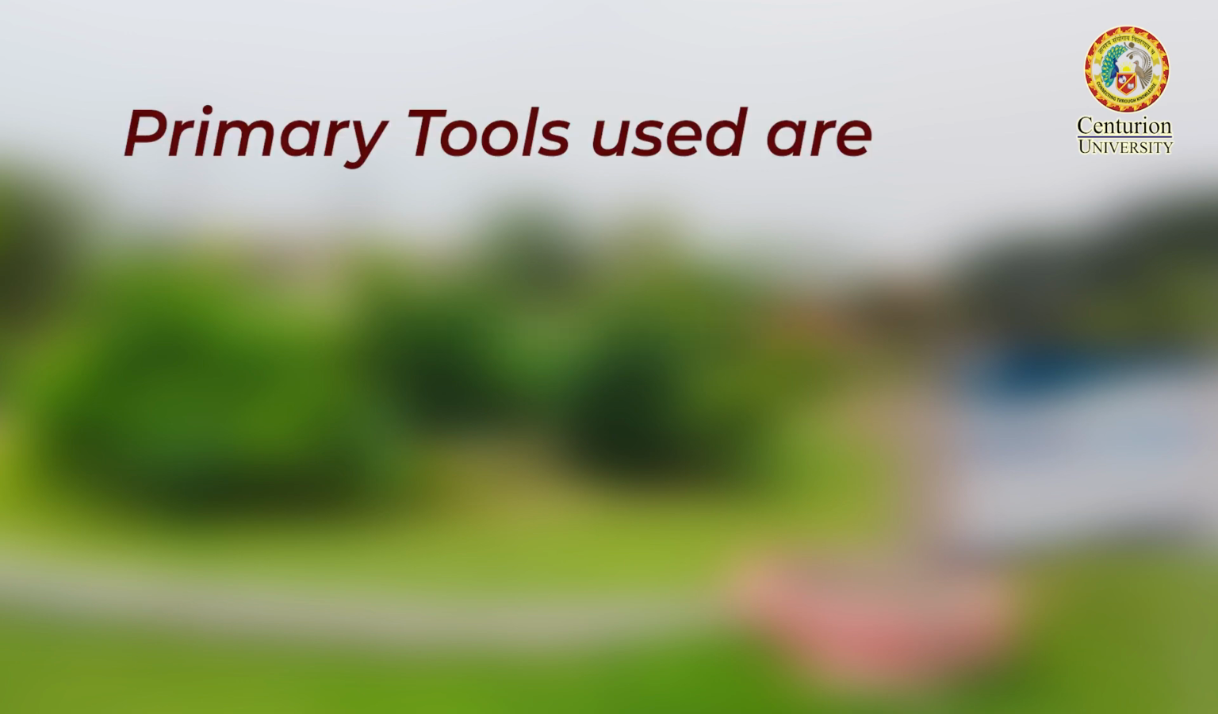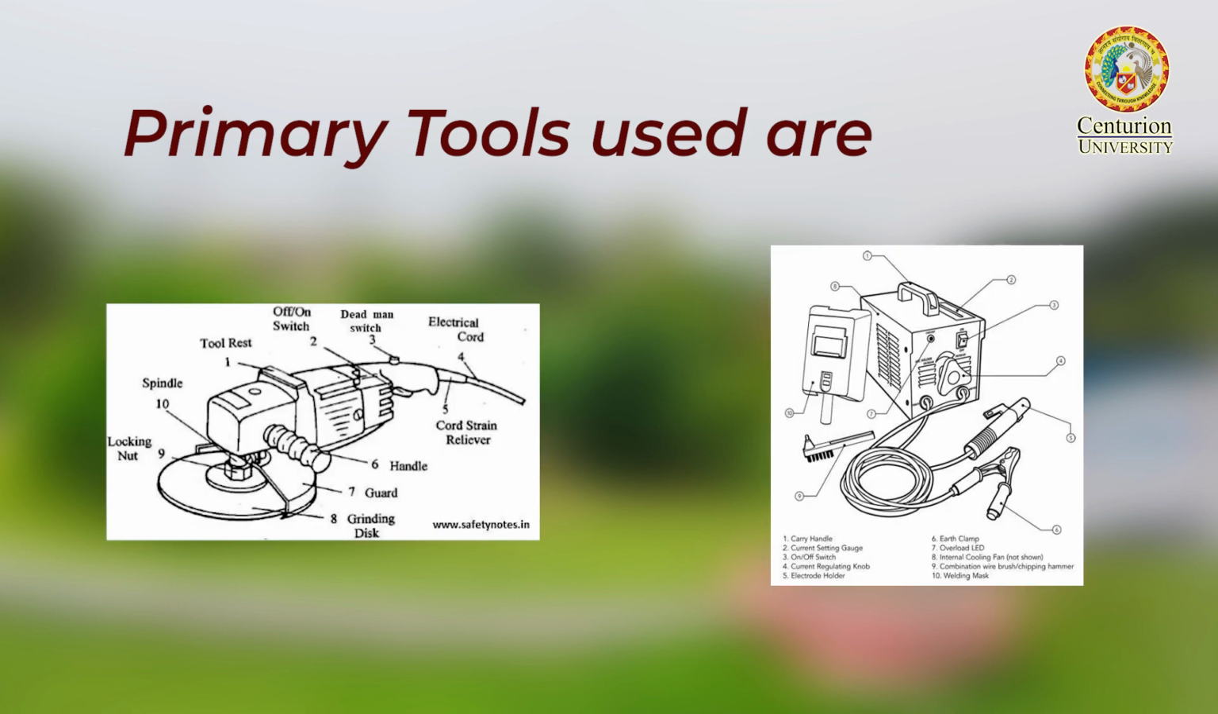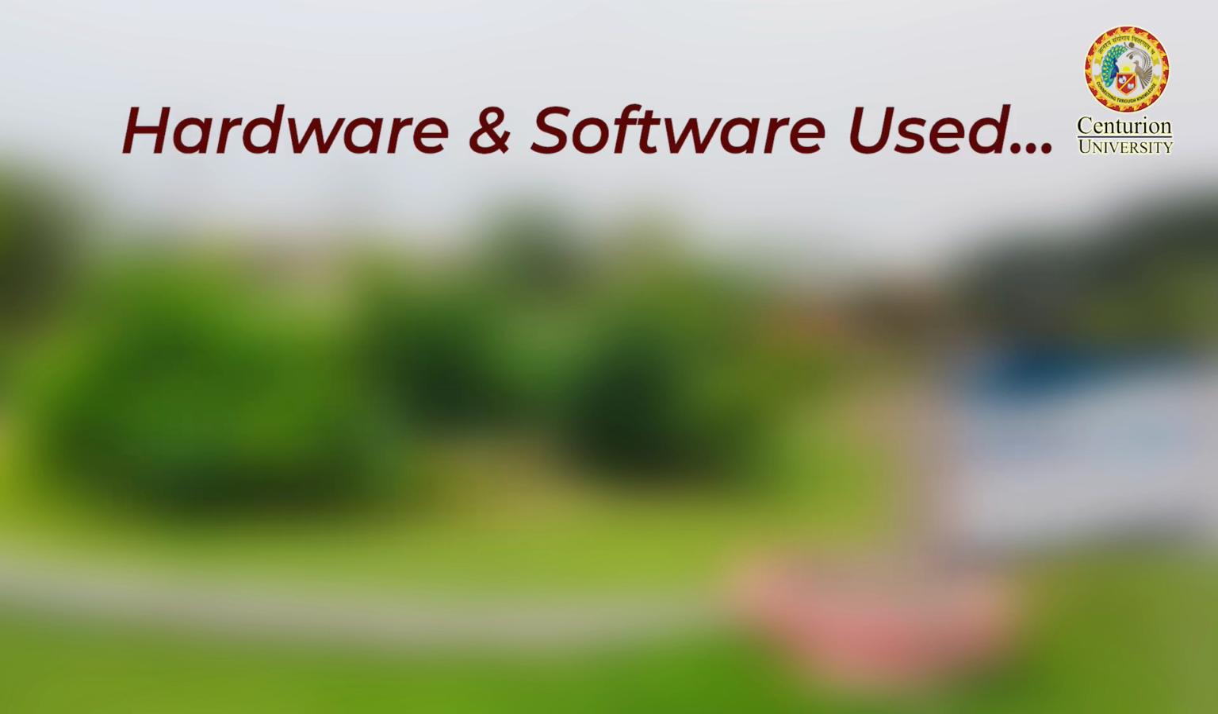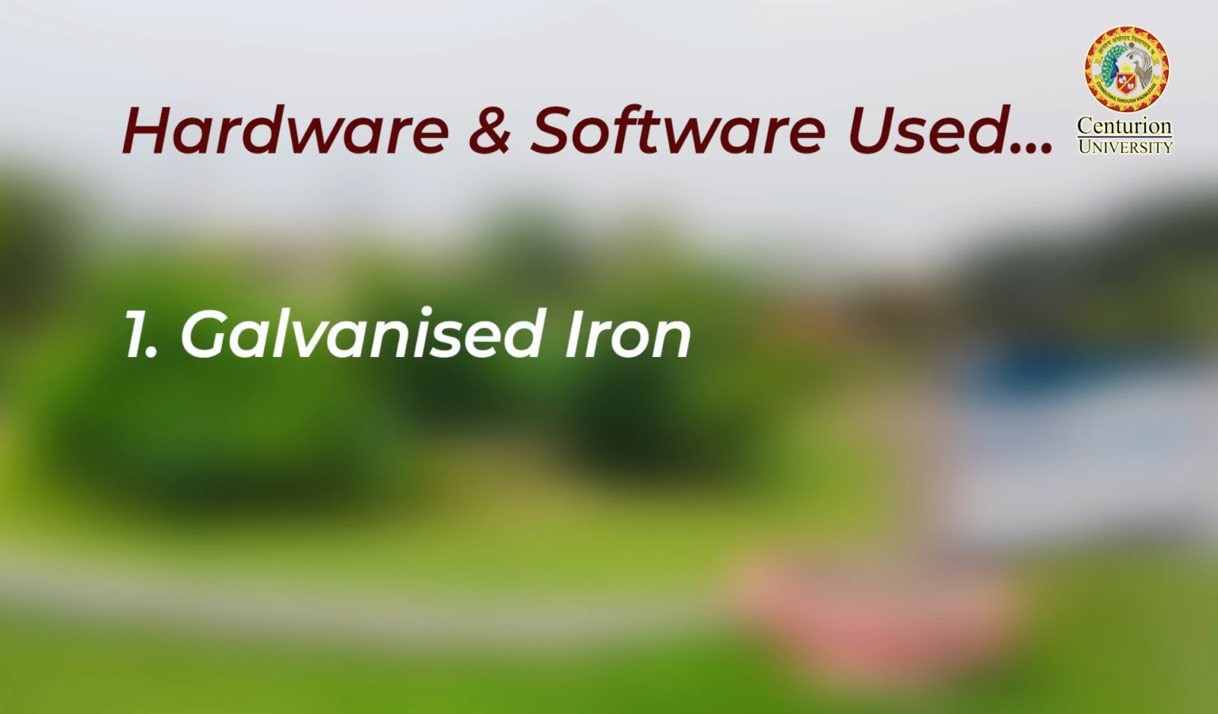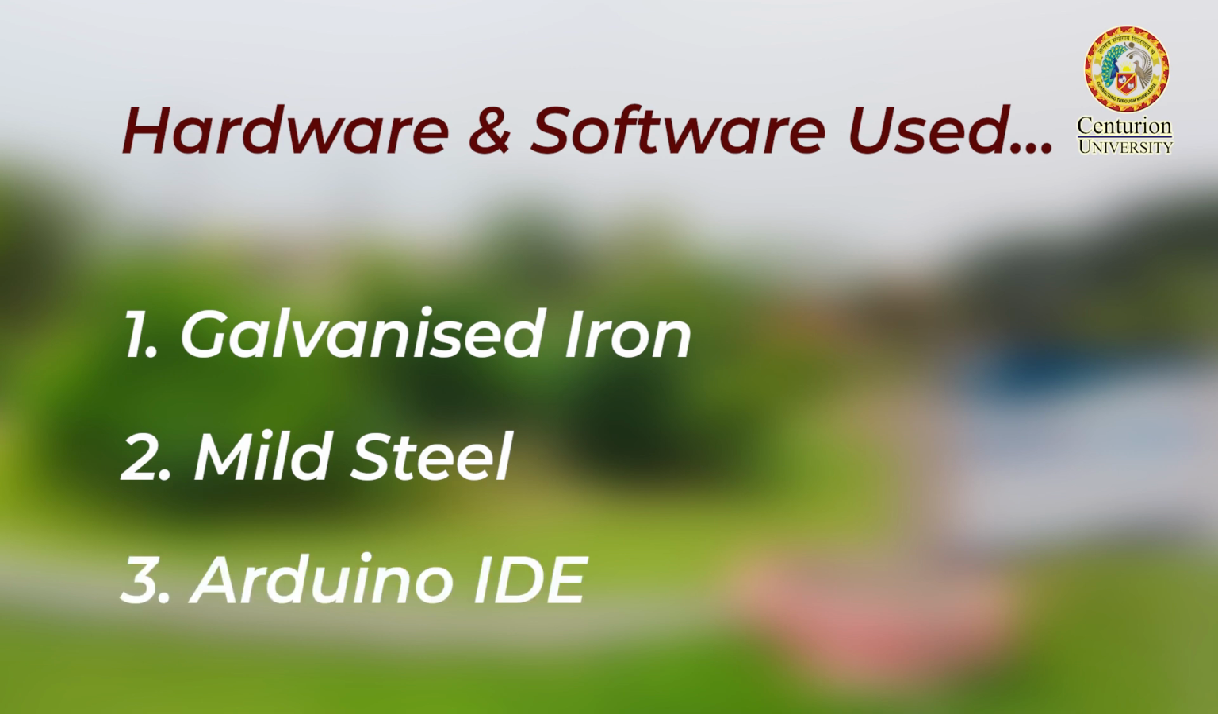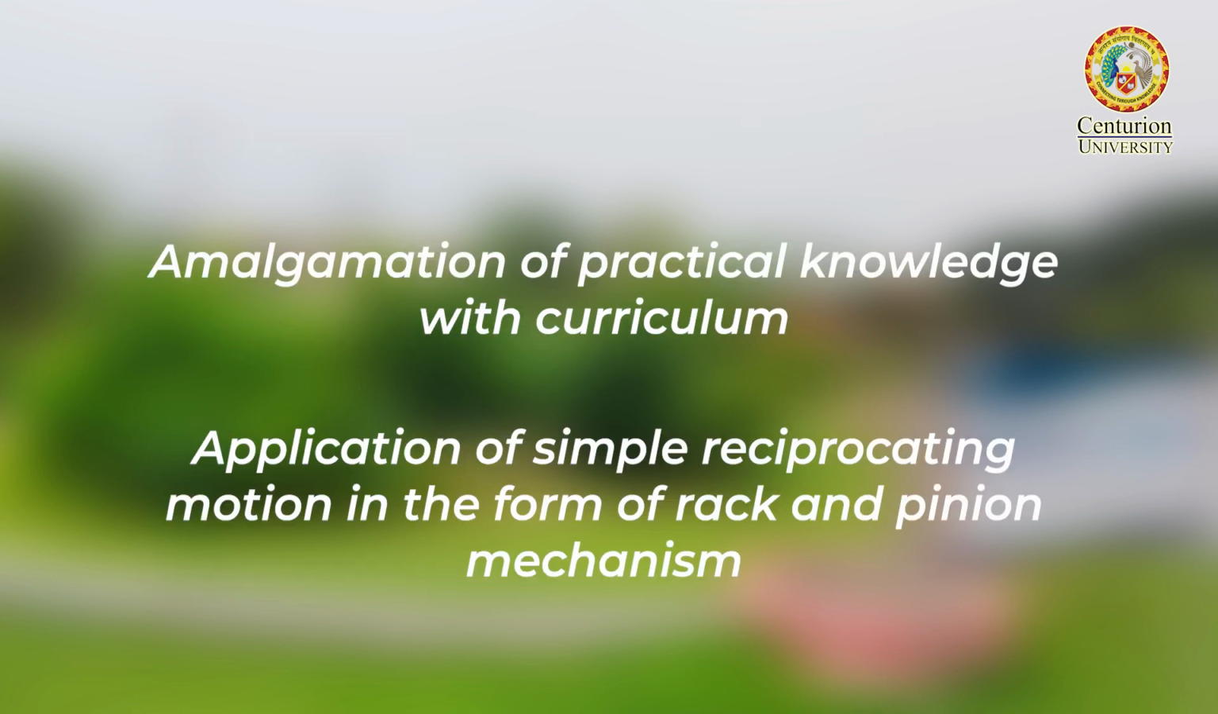Let us talk about the tools that have been used in this model. The primary tools used in making this model mainly consist of drilling machines, metal cutter, grinder and welding machines. Now coming to the hardware. The frame of the structure is made out of galvanized iron with a supporting base made out of mild steel. The software that we used here is Arduino IDE for compiling the code.